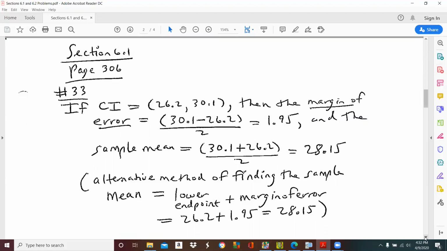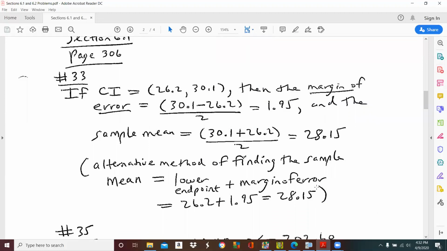How do we find the margin of error? Well, actually, I don't know. Did we do it here? Yes, we did. So we subtract the two endpoints. That gives us the length of the confidence interval. And since that's twice the margin of error, we divide it by 2 to get the actual margin of error, which is 1.95. So if you're given the interval and you're being asked to find the margin of error, you just subtract the two endpoints, the right endpoint minus the left endpoint, divided by 2, and you get your margin of error.